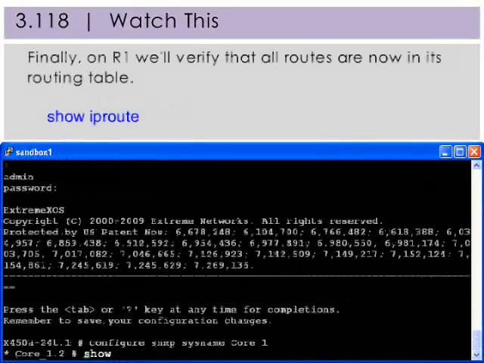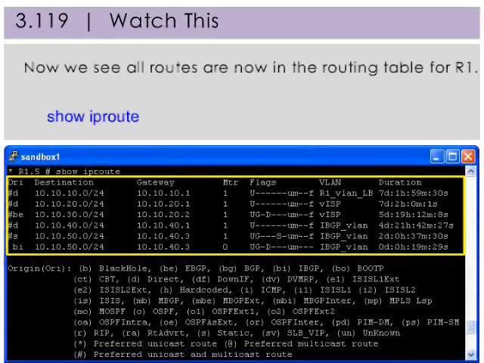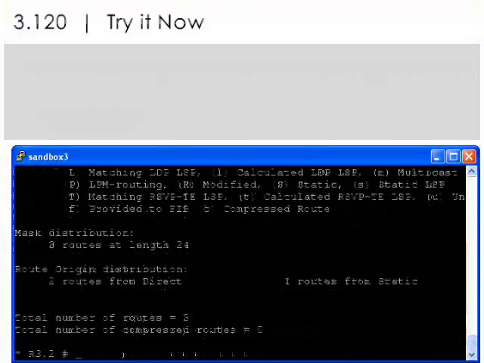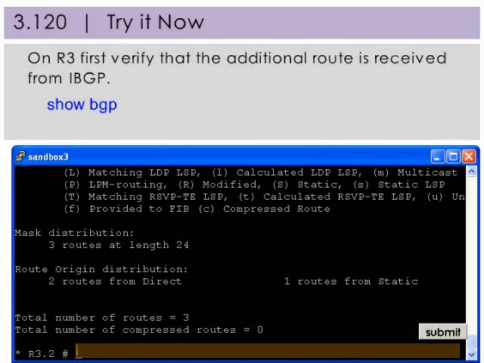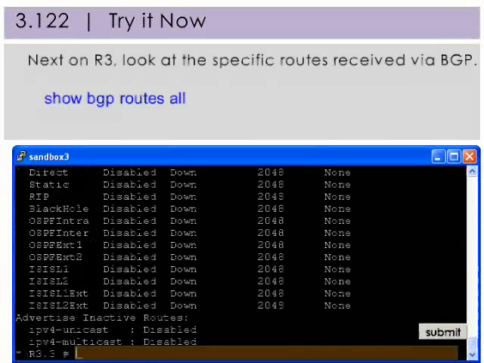Let's verify the routes in R1's routing table. We can now see all routes in the routing table on R1. We see both the eBGP route and the iBGP routes. On R3, let's verify that one additional route was received via BGP. On R3, we see one route was received via iBGP. While still on R3, let's look at the specific routes received via BGP.